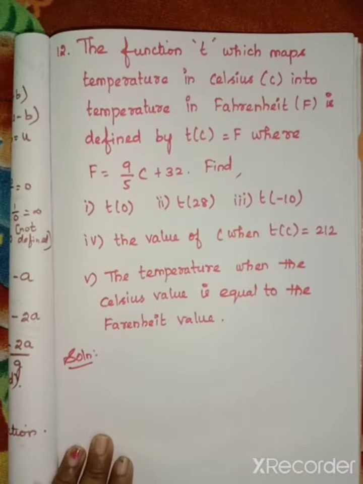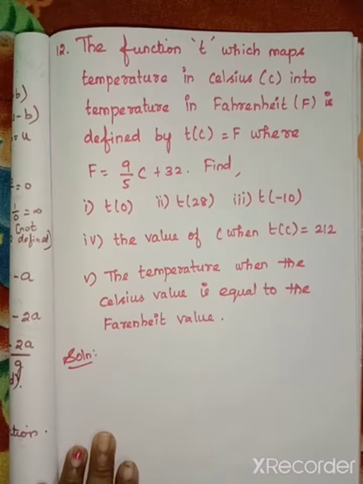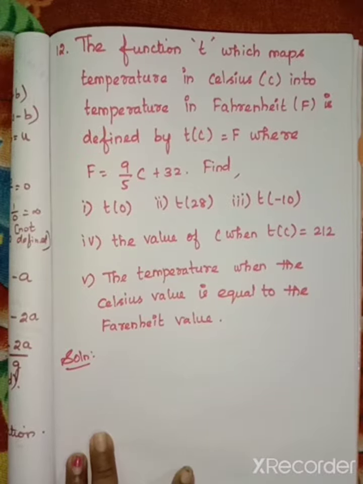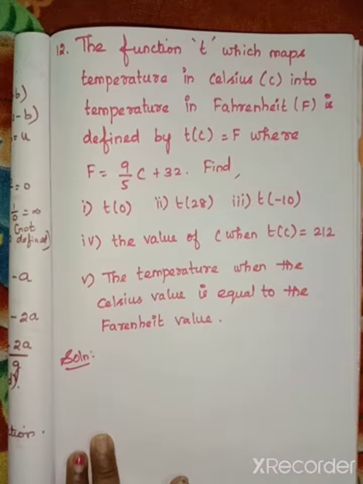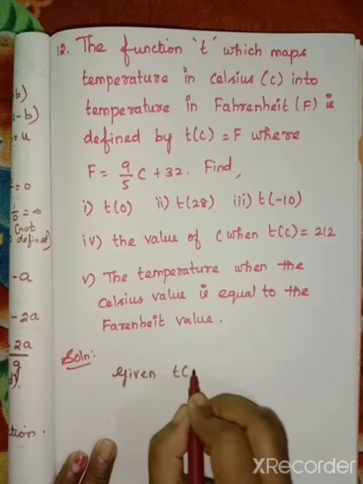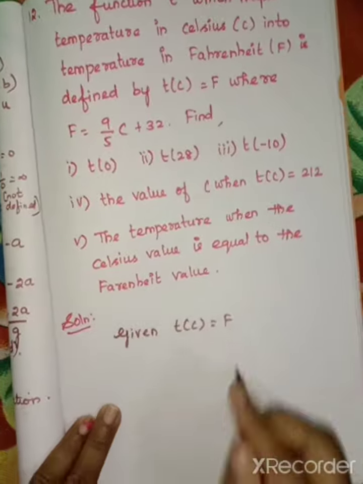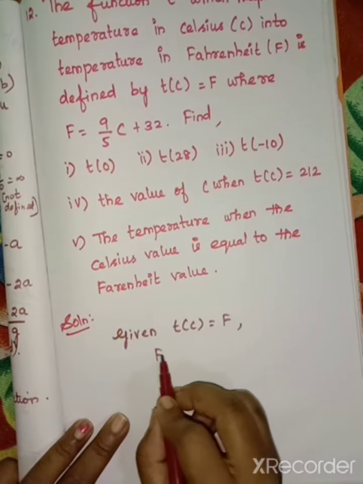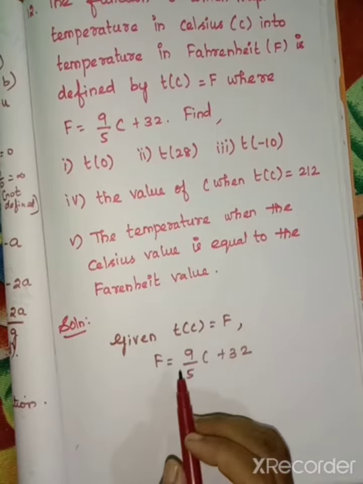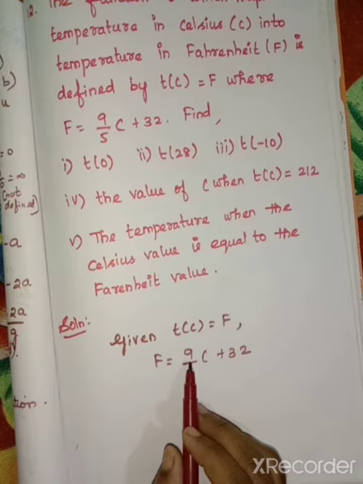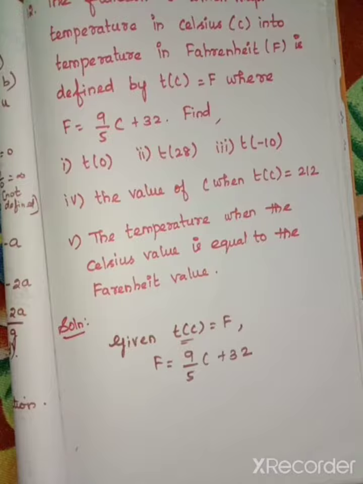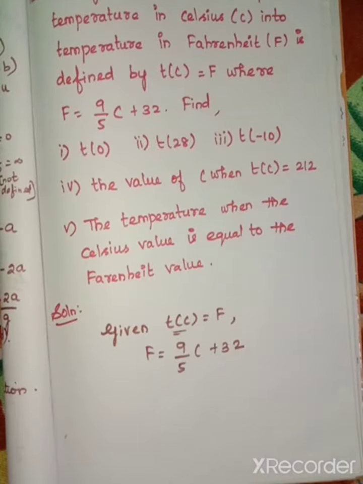12th question. The function T which maps temperature in Celsius C into temperature in Fahrenheit F is defined by T of C equal to F. So here the given is T of C equal to F, where F is also given. So F equal to 9 by 5 C plus 32. So here we can substitute T of C equal to 9 by 5 C plus 32, because the defined is T of C equal to F.